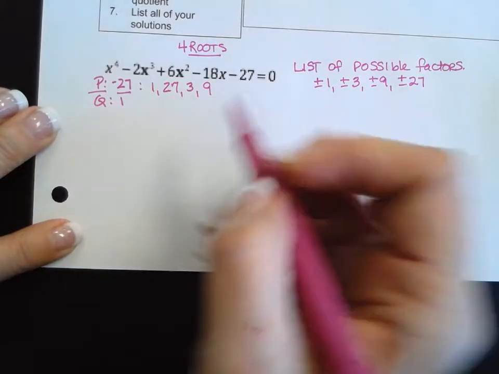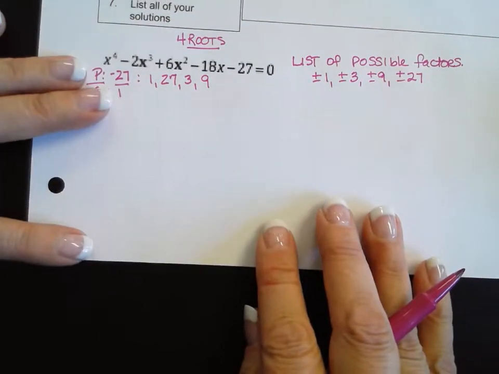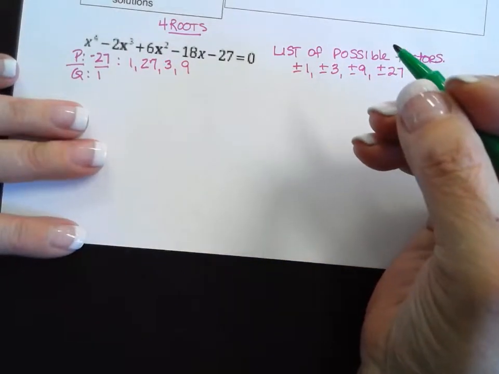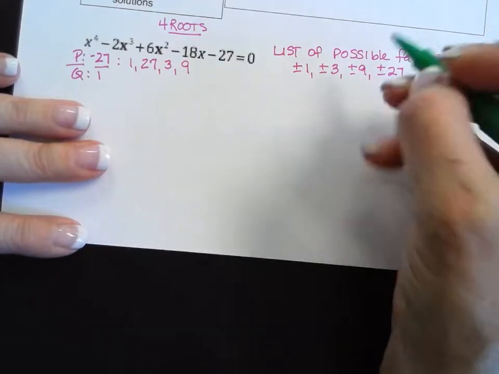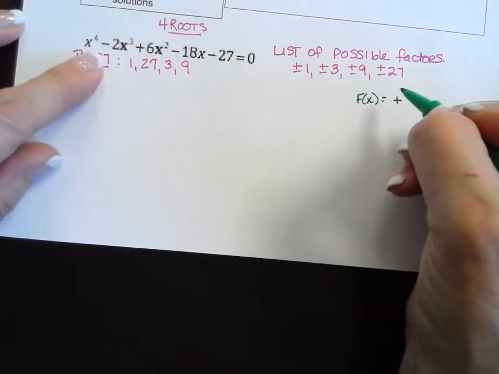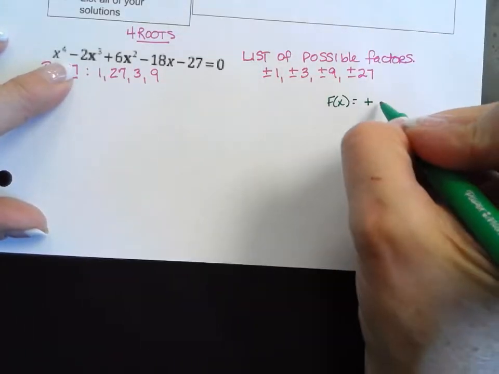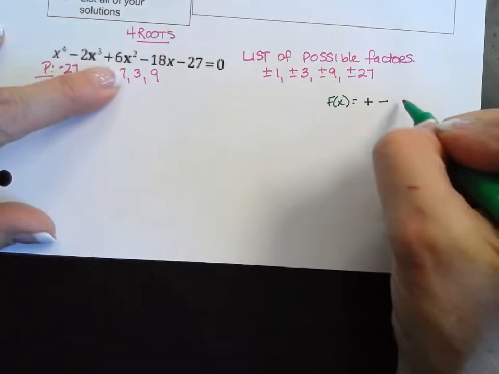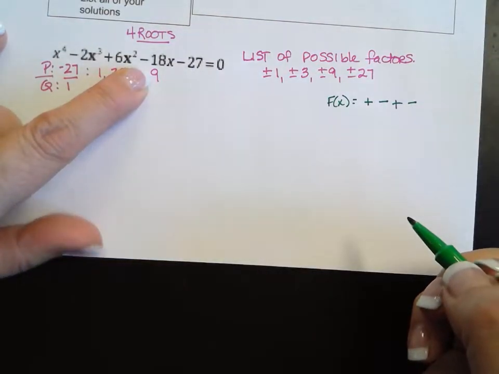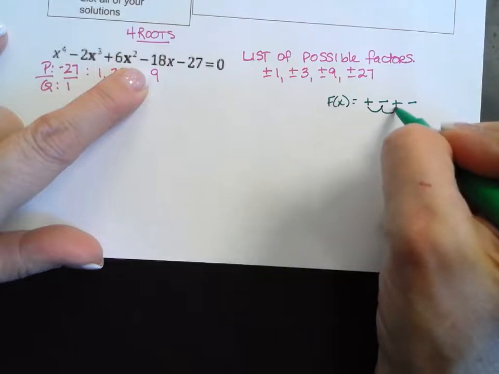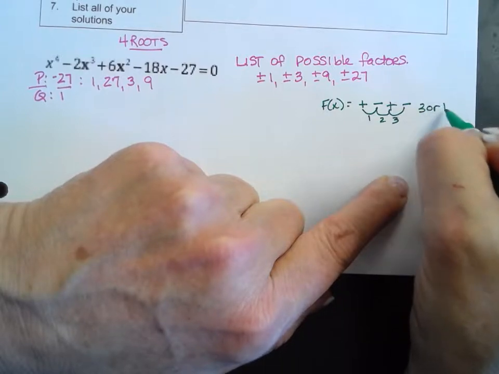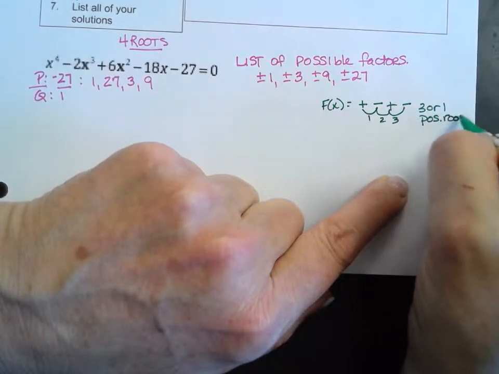All right, so if I look at my positives and negatives, I have a positive for the x to the fourth. I have a negative for my 2x cubed. I have a positive for 6x squared, and I have a negative. So I have 1 change, 2 changes, 3 changes. So that means I'm going to have 3 or 1 positive roots.